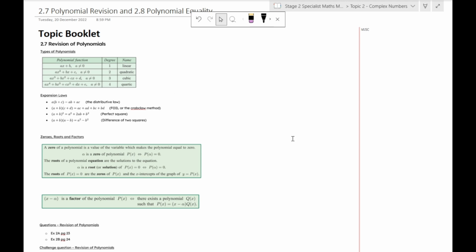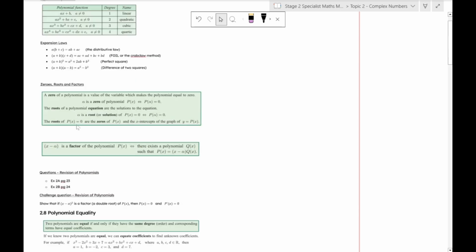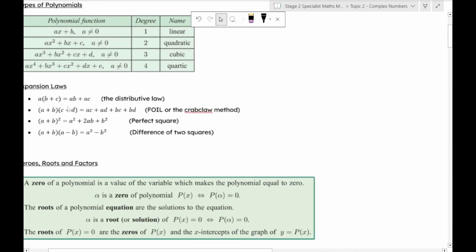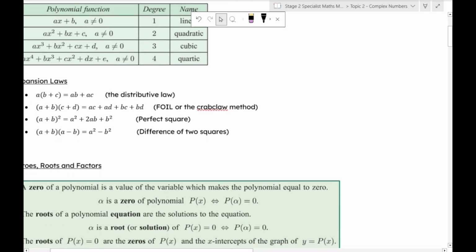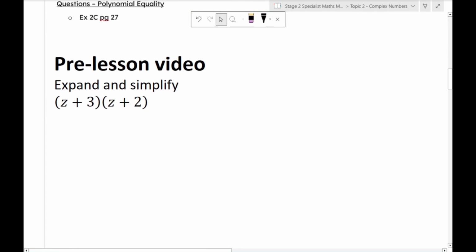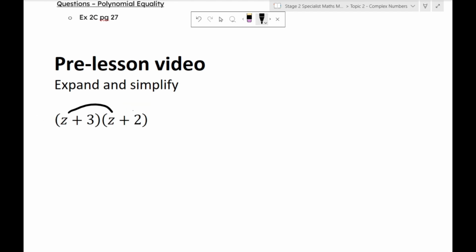So the first thing we talked about with polynomials or quadratics was expanding. So we had these laws from Year 11. The main important one was the FOIL method, and then the others are sort of just different versions of FOIL. So let's have a look. We're going to expand and simplify this. You'll immediately notice that I'm using z's rather than x's, and that's just a thing that we tend to do in the complex numbers topic, but it doesn't change anything.